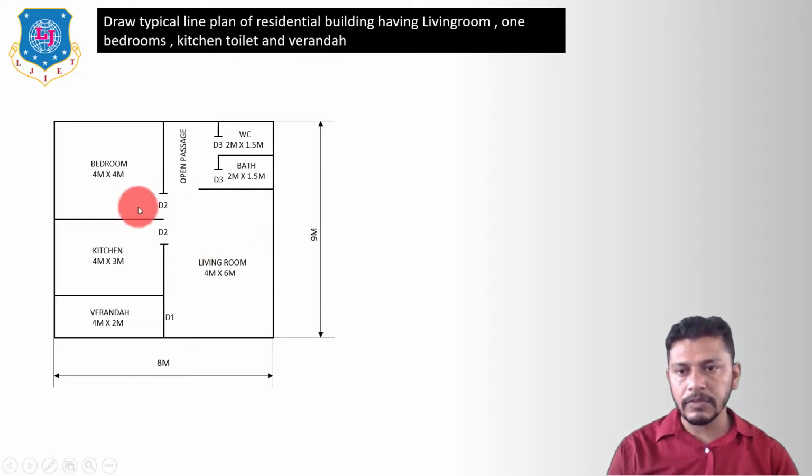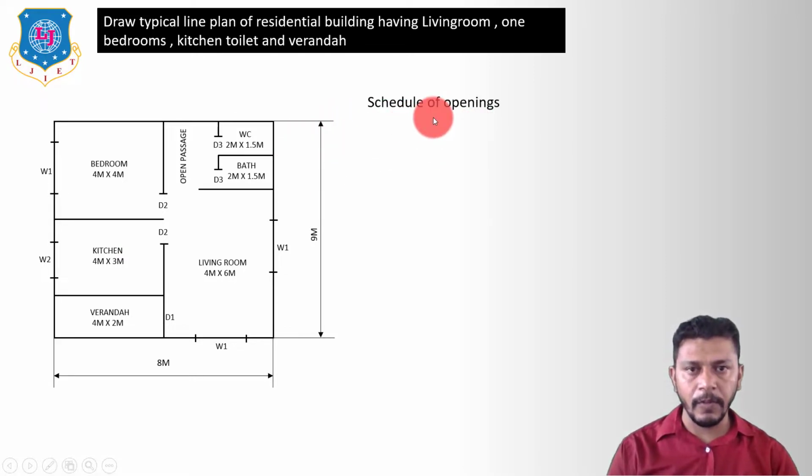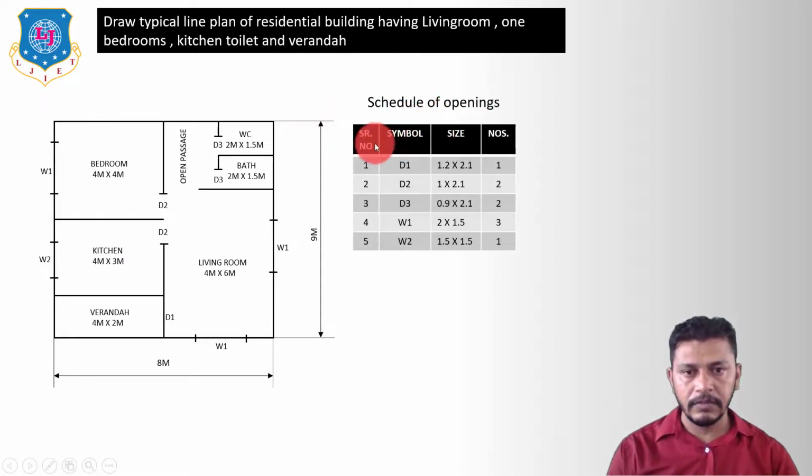show the windows also. So here we will show window 1, which has the same size in the bedroom and living room. Another window that we will take in the kitchen has a different size. Now let us discuss the schedule of openings. So here are the symbols of the doors and windows.